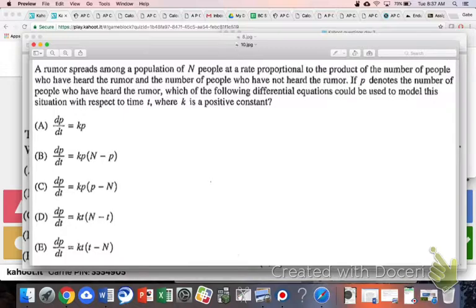All right, so you guys, the majority of you picked A. Okay, so it says a rumor spreads among a population of N people at a rate proportional. So if it just said a rate proportional to the number of people who heard the rumor, then I would say A is right. Right? If it just said to the number of people who have heard the rumor.